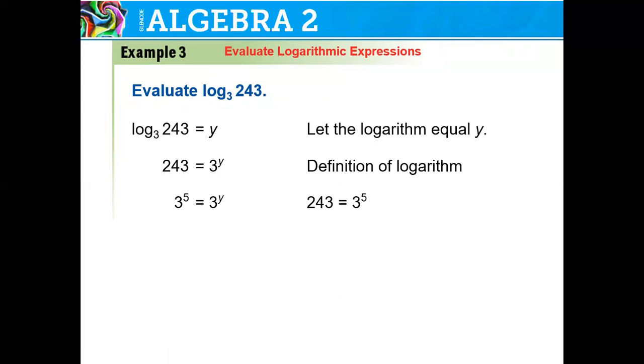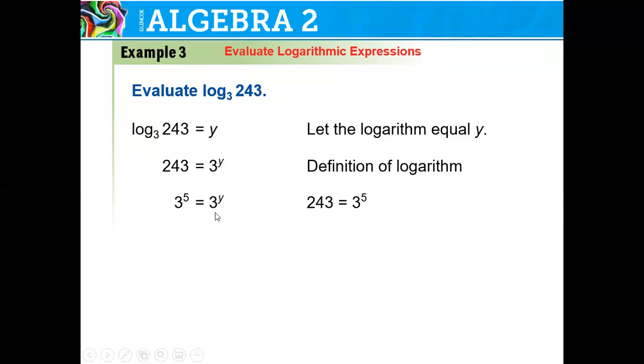Next, I need to write both of them in terms of the same base. If you remember in the previous lessons, when we discussed the exponential function and we solved them, one of the most important steps, which is the first step, is to have the same base. So here, to be able to find the value of y, I need to make both of these have the same base. So I can write 243 in terms of 3, which is 3 to the power of 5.